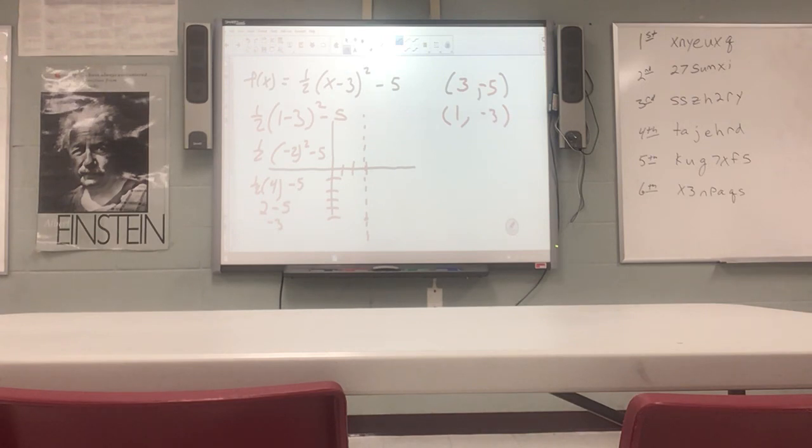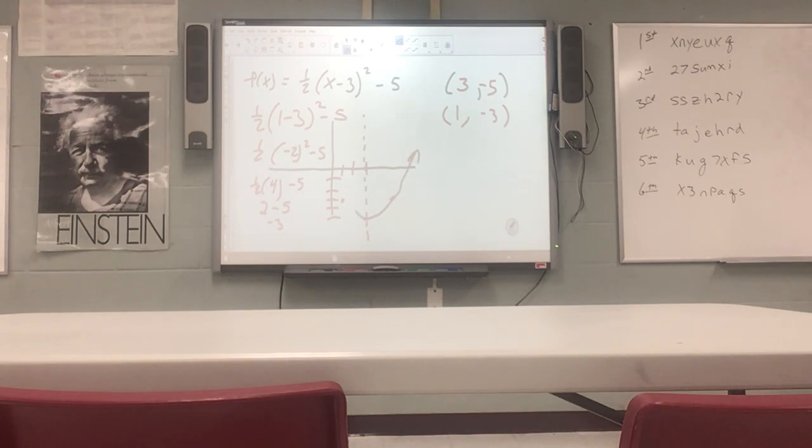So I'm gonna go right 1, down 3, Shazam. Okay, now that is 1, 2 away from the axis of symmetry. So I'm gonna go 1, 2 away on the other side. That is a fabulous looking parabola.